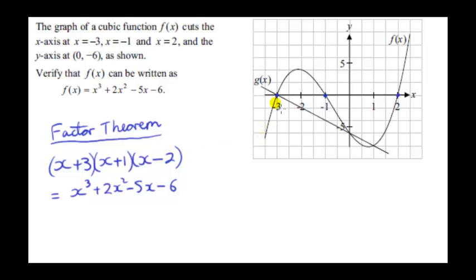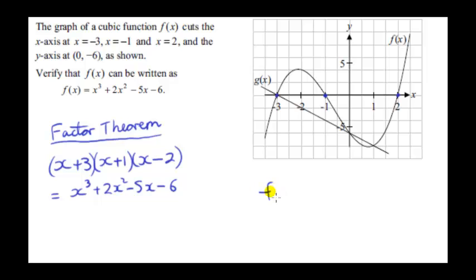Here we have the graph of a cubic function f of x. We can see that it cuts the x-axis at -3, -1 and +2. Now we can get the factors of this function by using the three roots or solutions.